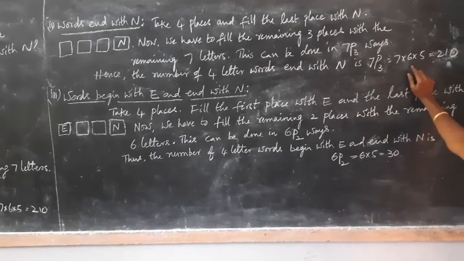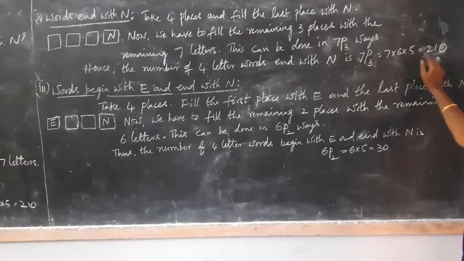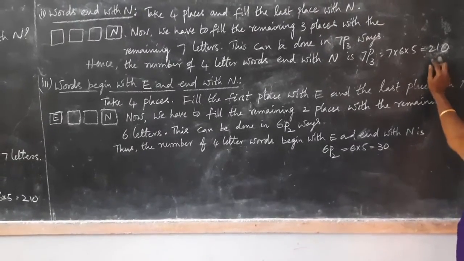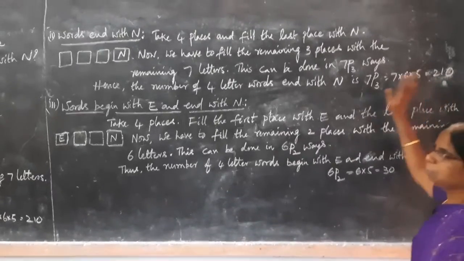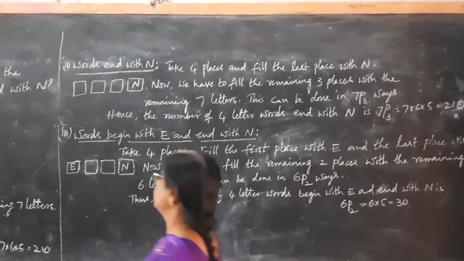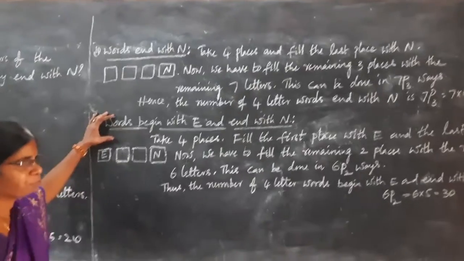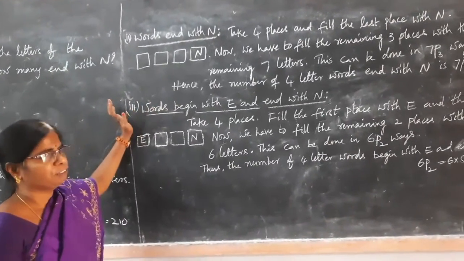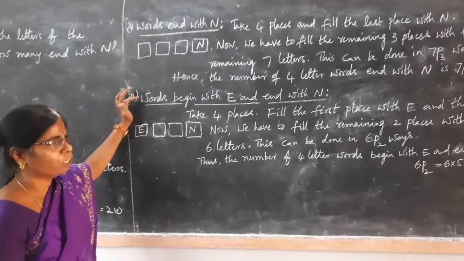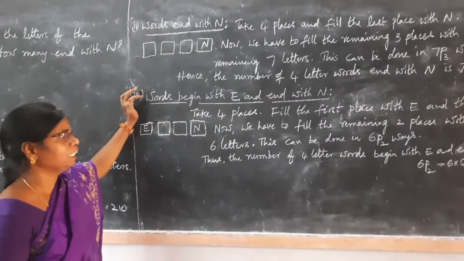Again 7 into 6 into 5. Again we get 210 words that end with N. So this is the second part. Now the last question is words that begin with E and end with N. We have to count the words that begin with E and end with N.